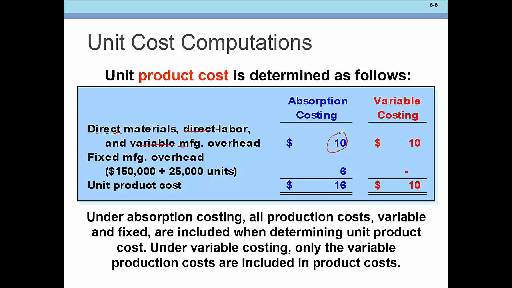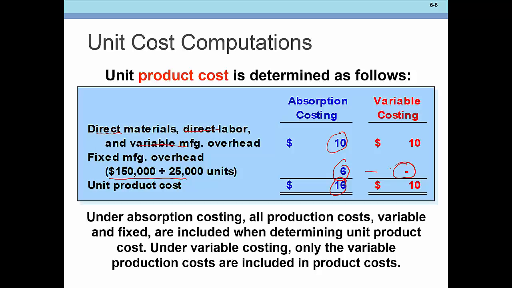They're telling us the total of those are $10 per unit. And then we have to pick up our fixed manufacturing, don't we? So we pick up the fixed manufacturing: $150,000 of fixed manufacturing overhead divided by the 25,000 units gives us $6 per unit. The only difference between variable and absorption costing is what? How we treat those fixed manufacturing overhead costs.